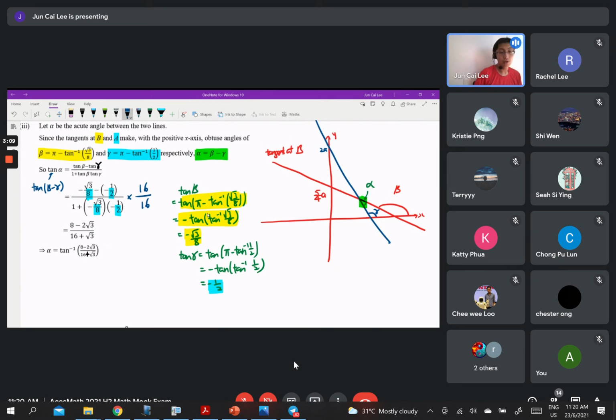Okay, so once you've gotten the ratio for tan alpha, you just take tan inverse, and that's your alpha.